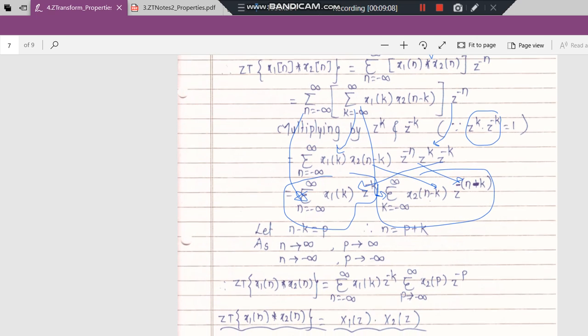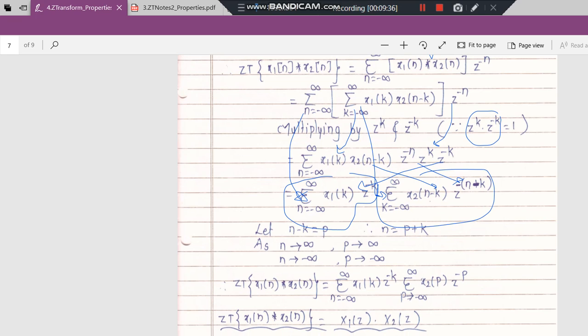Now this is very simple, we have got this transform here, but what about this? Again we have to do a substitution. Let n minus k be equal to p. Find out the limits. When n tends to infinity, p will tend to infinity. When n tends to minus infinity, p will tend to minus infinity. So I change these limits now: p goes from minus infinity to infinity, x2 of p.